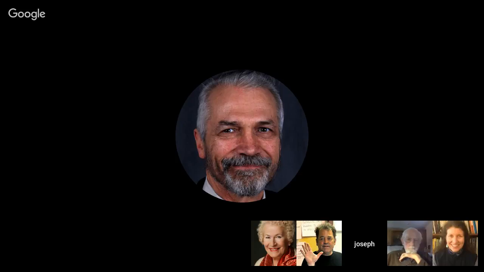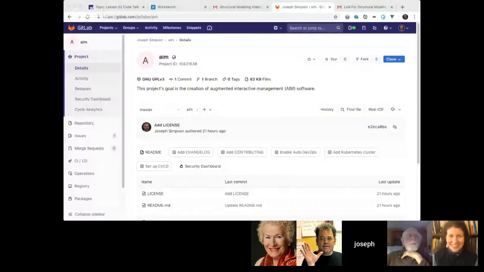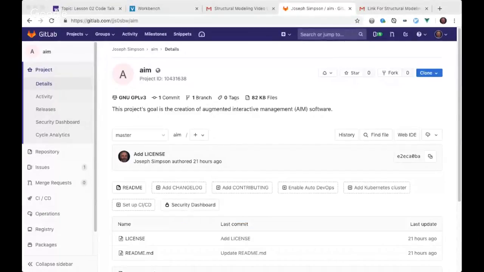Okay, here it is. Share this. All right. Everybody should be seeing a GitLab page that says AIM on it. I've created a GitLab open source project. This is open to the public. And it is an area where we'll be working the requirements, working the issues. Here's the issue queue over here.